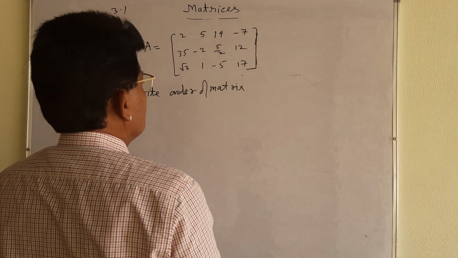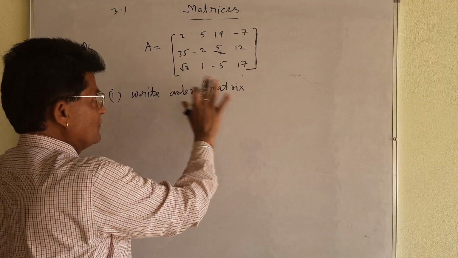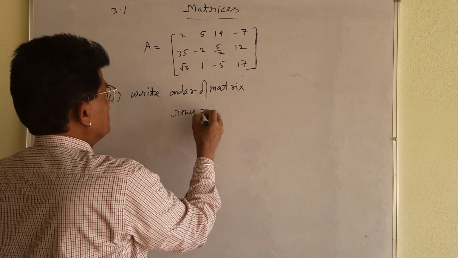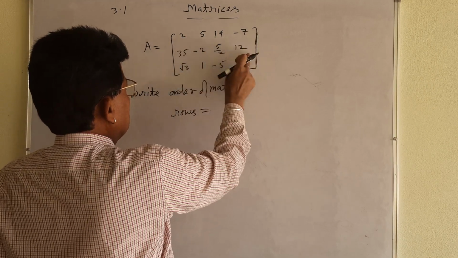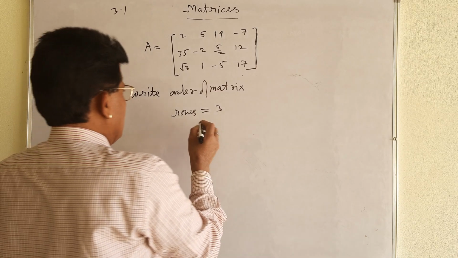Dear student, you see the order. Now you see the rows. How many rows are there? First of all, you will write rows. Rows will be denoted by m. First row, second row, third row. 3 rows are there. Okay. And columns.